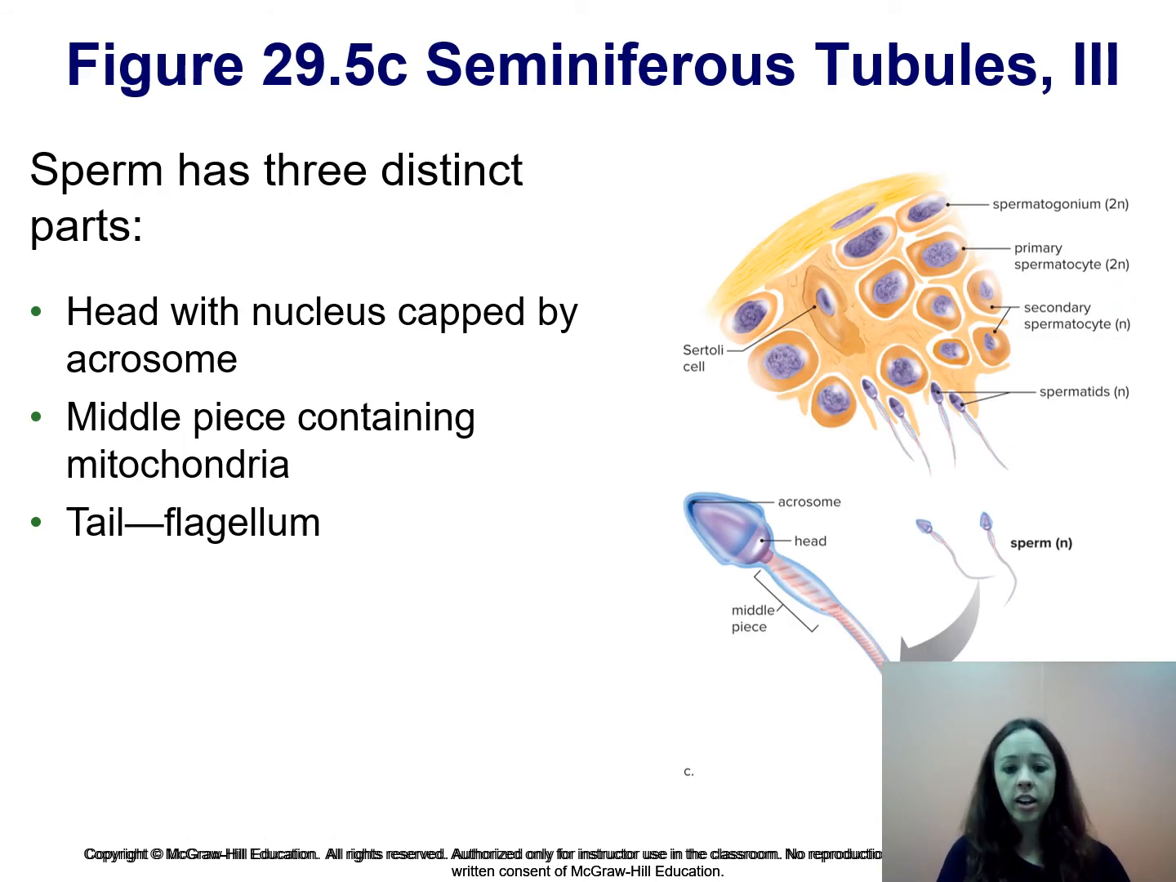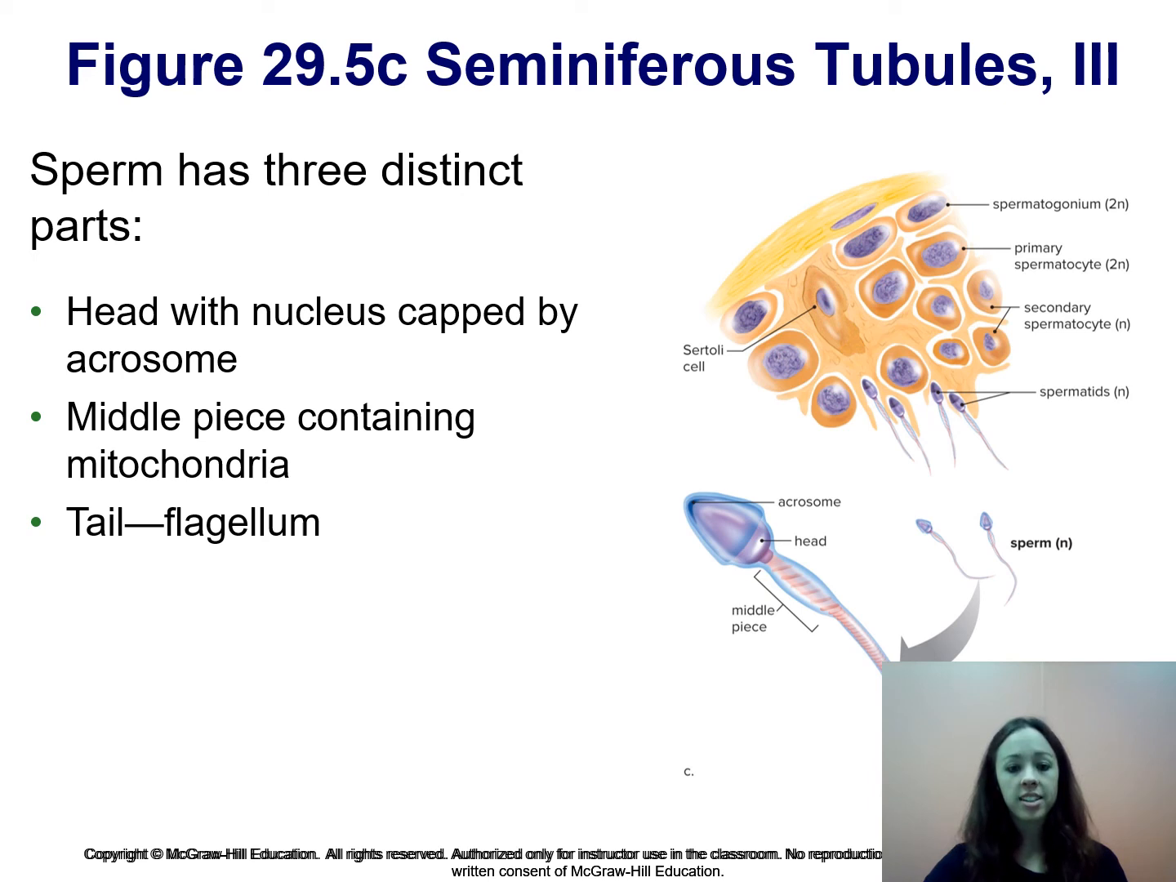A sperm is created by the male version of meiosis, called spermatogenesis. This means a sperm is a haploid cell and contains only 1 set of chromosomes. The sperm is composed of 3 distinct parts, including the head, a middle piece, and the tail. The head contains the nucleus and the 1 set of chromosomes, which is surrounded by a membrane called an acrosome. The acrosome contains digestive enzymes that allow the sperm to enter into the egg.